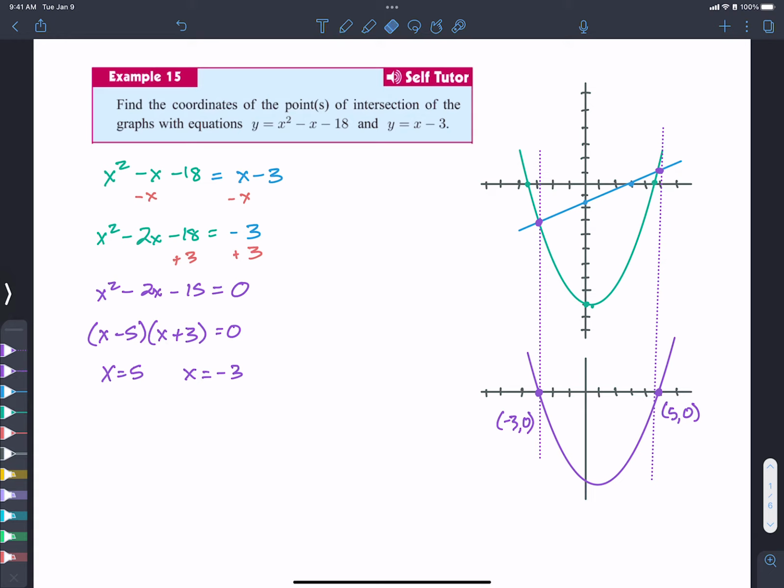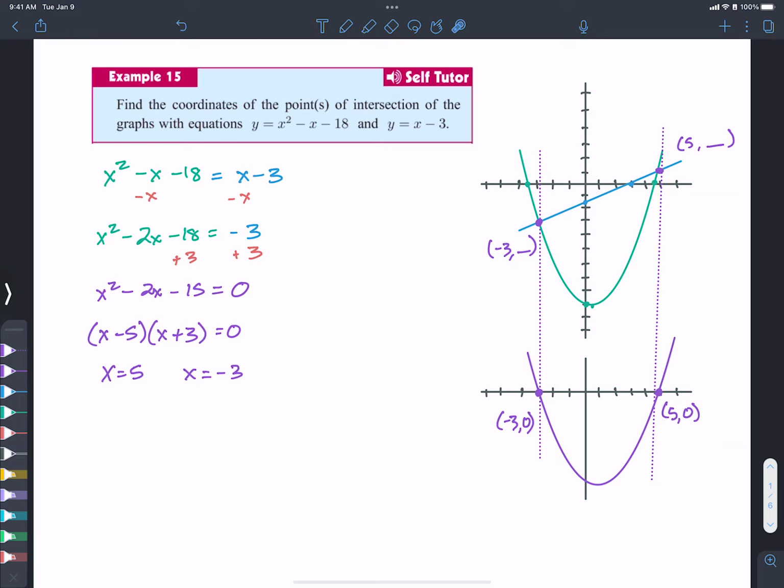And what that means is this up here crosses at the point 5 something. And this one over here crosses at the point negative 3 something. So we need to find those somethings. Now that we've found where the x values are, if we want to figure out where the y values are, we can drop this negative 3 and this 5 into either this equation here or this equation here. It doesn't matter which one we use.